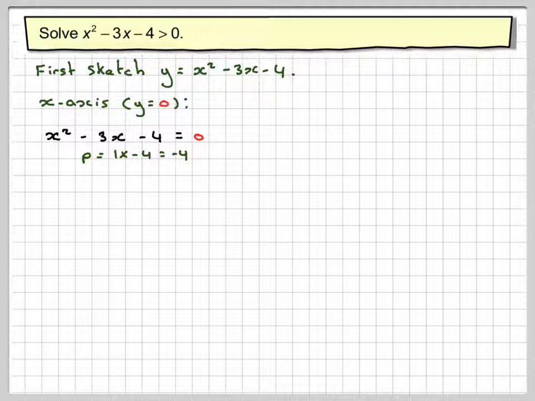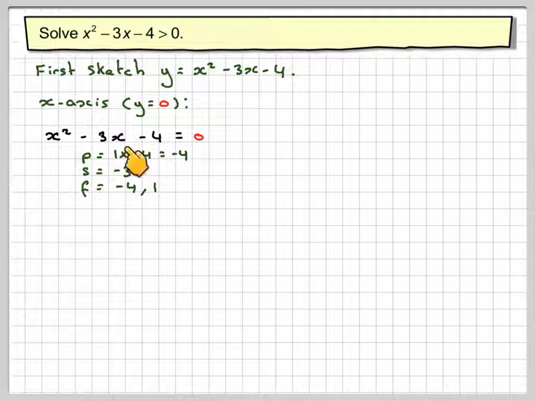One way to factorise it is to say the product is 1 times minus 4, which is minus 4, and the sum is the middle term, which is minus 3. Then we want two numbers: when we multiply them together, we get minus 4, and when we add the same two numbers, we get minus 3. So our answer is going to be minus 4 and 1. Let's just check that. Minus 4 times 1 gives minus 4, and minus 4 plus 1 gives minus 3.